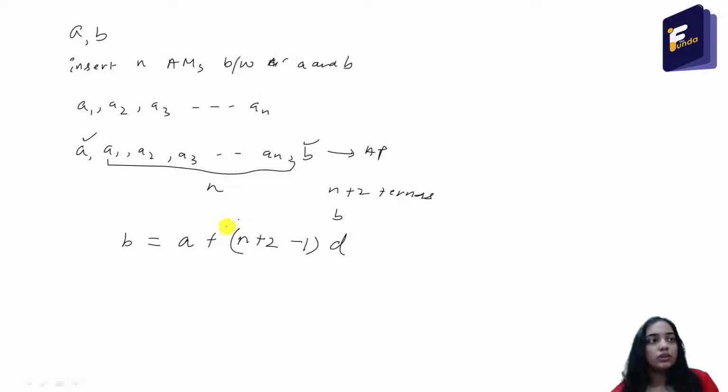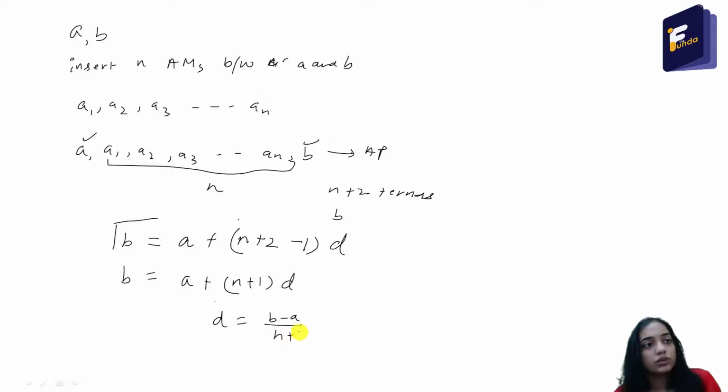Recall what we did: for 22 terms we did last term 67 equal to 4 plus 22 minus 1, that is 21 D. Similarly, we are doing this, just in place of 22 it is n plus 2. So B equals A plus n plus 1 into D. So D equals B minus A by n plus 1.